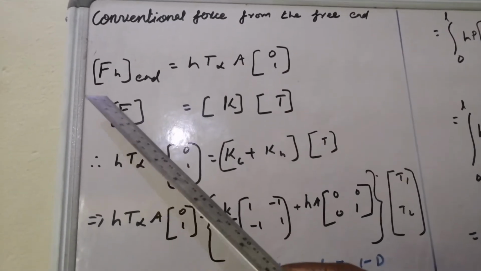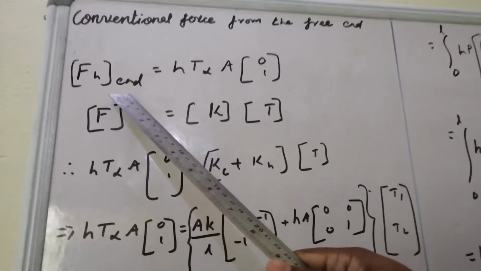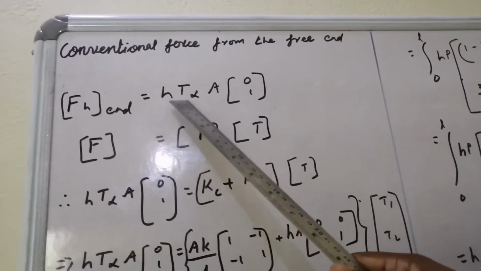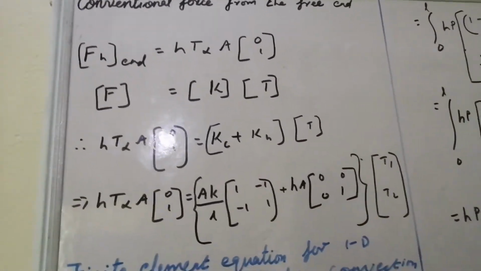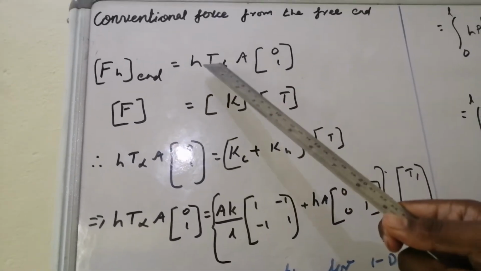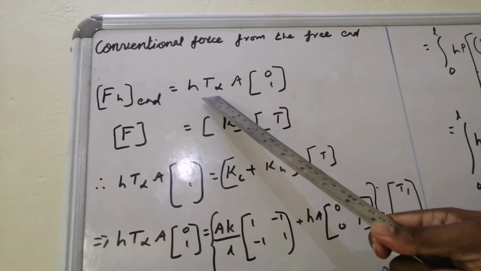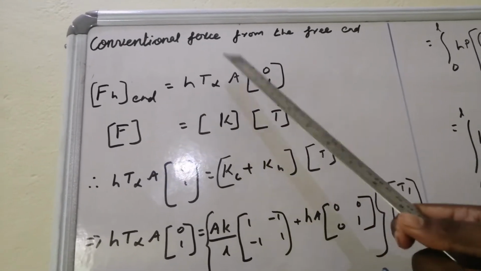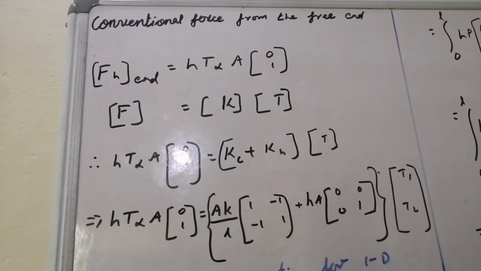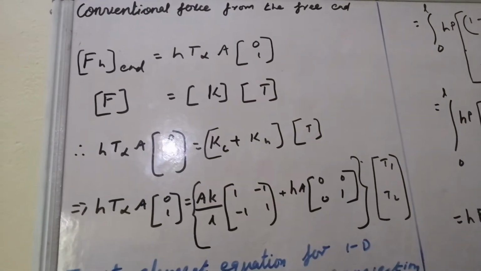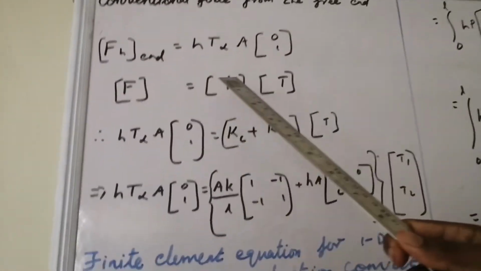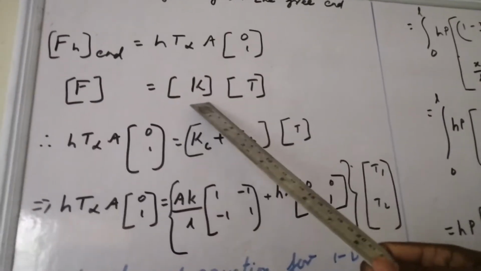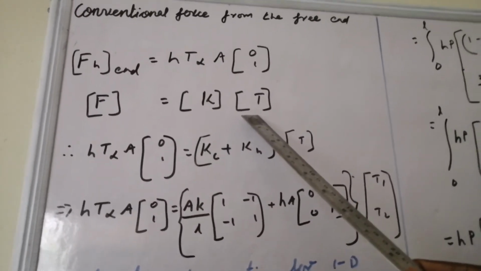So here we know that the force at the free end is equal to h T infinity A, 0 1. We know that h is the heat transfer coefficient and T infinity is the temperature of the atmosphere or the temperature of the fluid. A is the area. And we have already seen the equation force vector F equal to K, the stiffness matrix, into the temperature matrix.